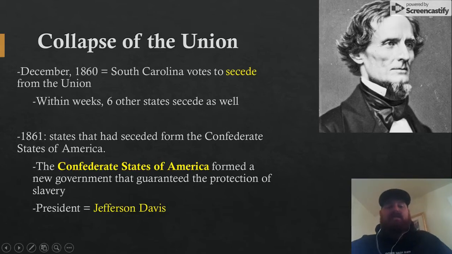All right, and so in 1861, all the states that seceded from the United States of America will form the Confederate States of America. The Confederate States of America will be a new government that guaranteed the protection of slavery. They also fought for states' rights and stuff like that, but really they were fighting for slavery, because slavery ran their economy, pretty much, if you think about it. Their leader was a representative from Mississippi named Jefferson Davis. He's right up top in that picture right there.